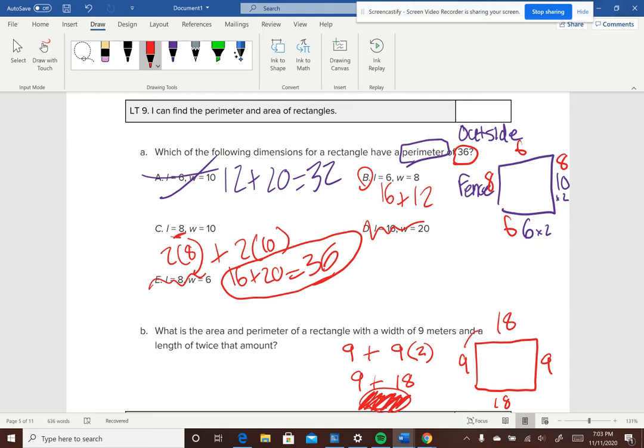Well, if we add all of these together, 9 plus 18 plus 9 plus 18, that's going to give us 36 plus 18, 54. And I'm going to show my work for that. So it's going to be 9 times 2 plus 18 times 2.